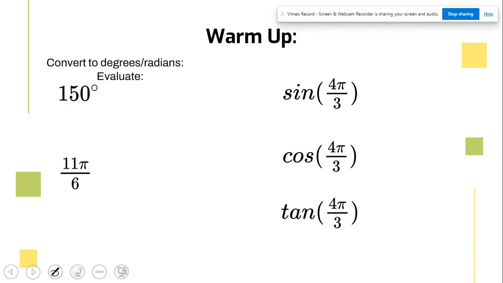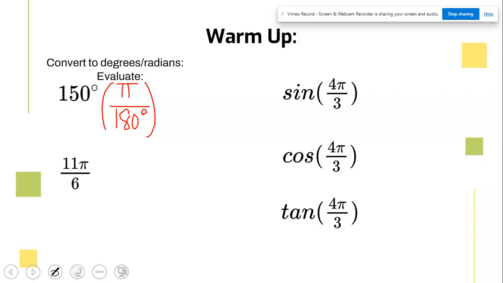So this would be your warm-up. I would like you to convert the two values on the left from degrees to radians or radians to degrees, and then we're going to evaluate the three values on the right. So if we're going to convert this 150 to degrees or radians, first of all, it's in degrees right now, so we're going to need to cancel out the degrees, which means 180 degrees needs to go on the bottom. And then pi goes on top.